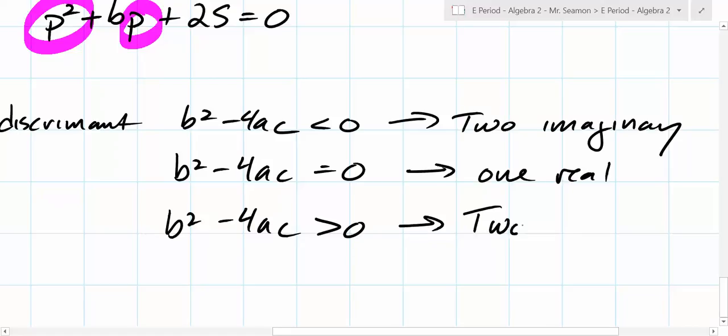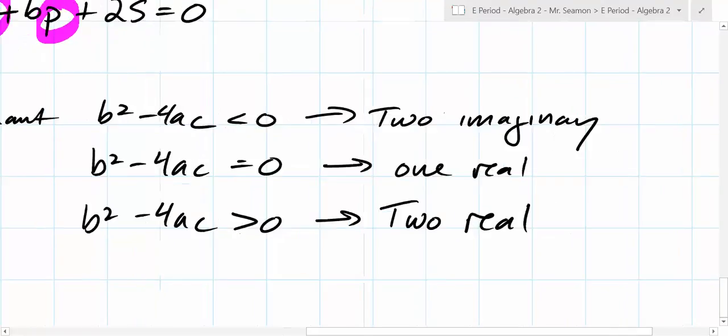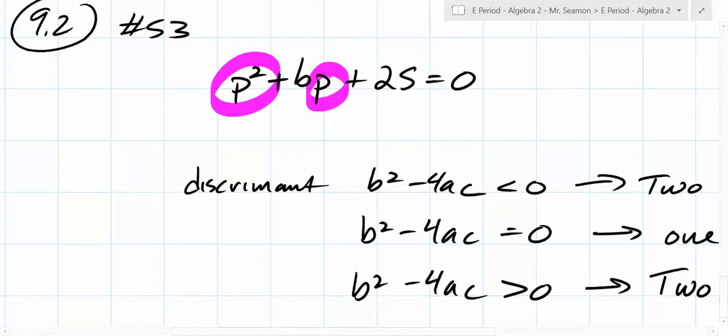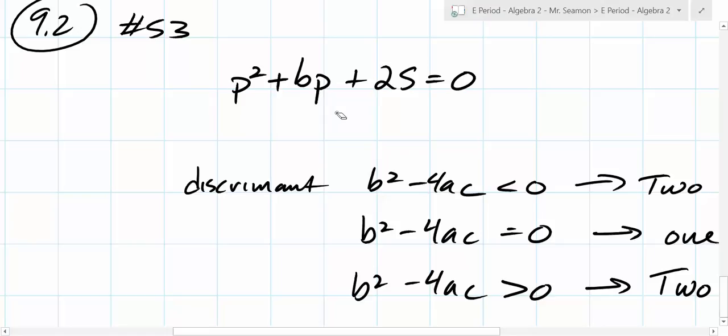Two real solutions. These are all the number of solutions, number and type. So it says we want this to have, for number 53, one real solution, one rational, so one real solution.